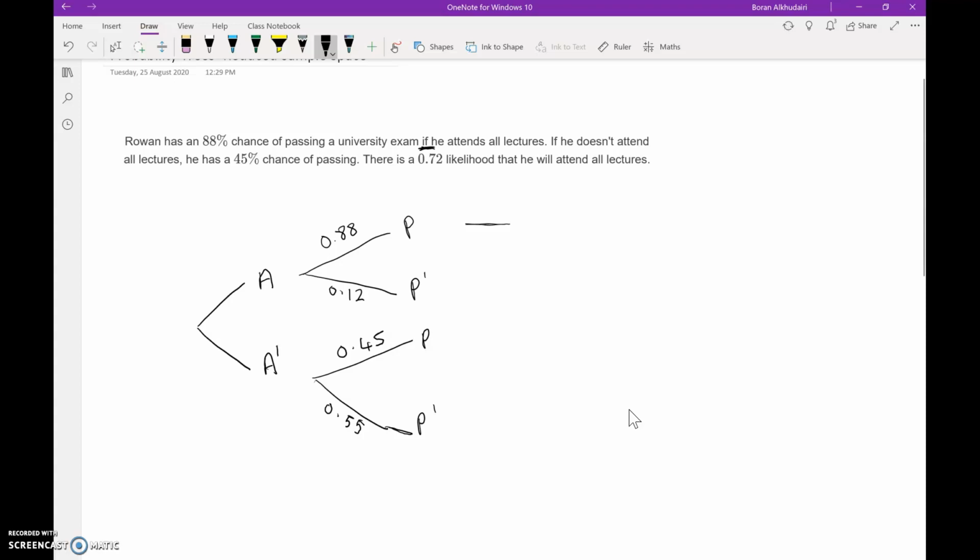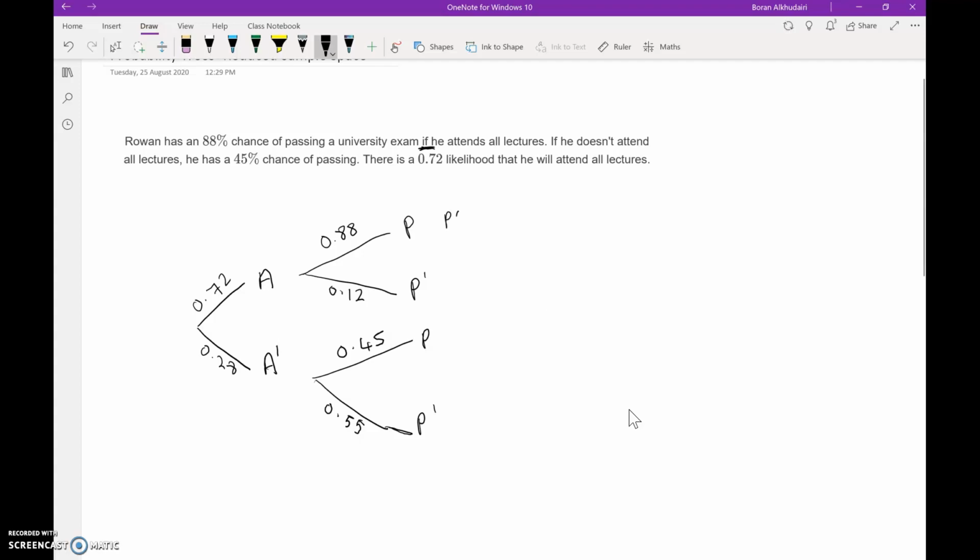There is a 0.72 likelihood that he will attend all lectures, and that just goes, oh, sorry, 0.72. So 1 minus 0.72 to get this probability here, 0.28, and we've filled out all the probabilities.